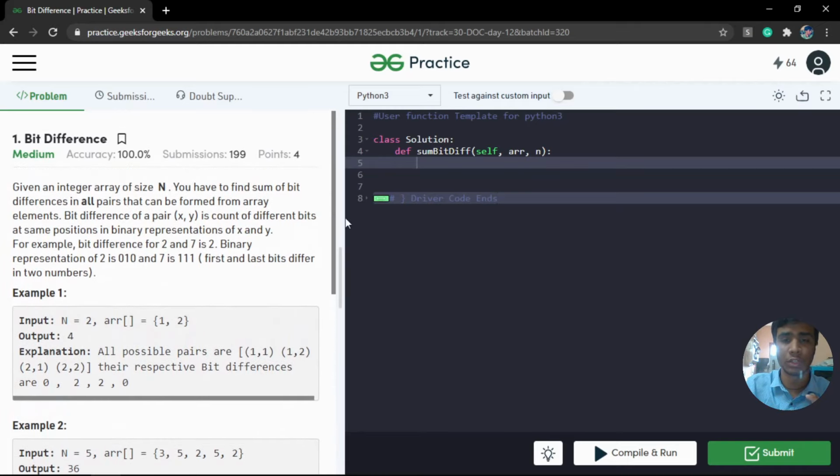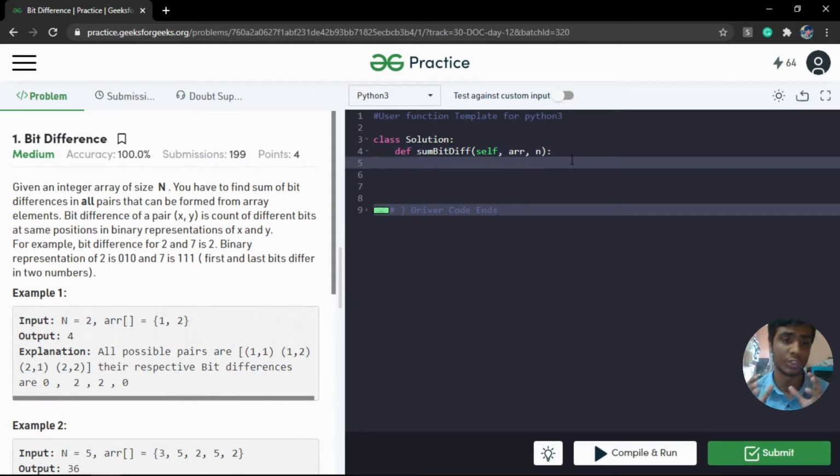So for that we have to use an optimized approach. The idea behind this optimized approach is that these numbers can be represented as 32 bits, right? So instead of forming all the pairs at a time, what we are going to do is traverse through these 32 bits, and let's say I'm at the ith bit. I'm going to check the ith bit in all the numbers. So I'm going to traverse the ith bit of all these numbers, and I'm going to count the number of zeros and the number of ones. If I know the number of zeros and the number of ones, I can know how many mismatches can be happening, right?